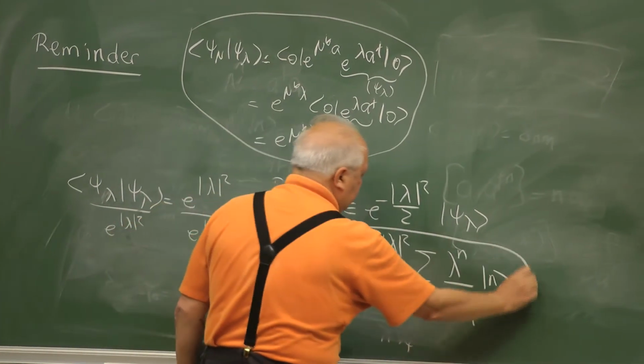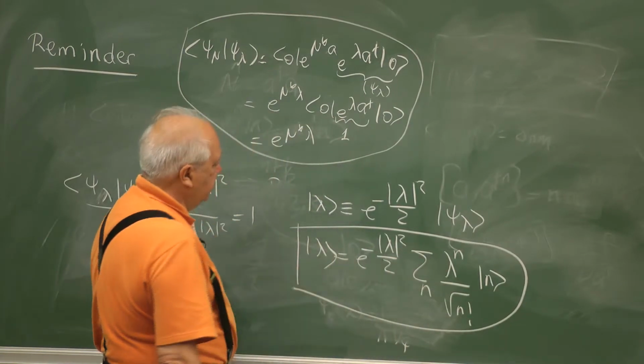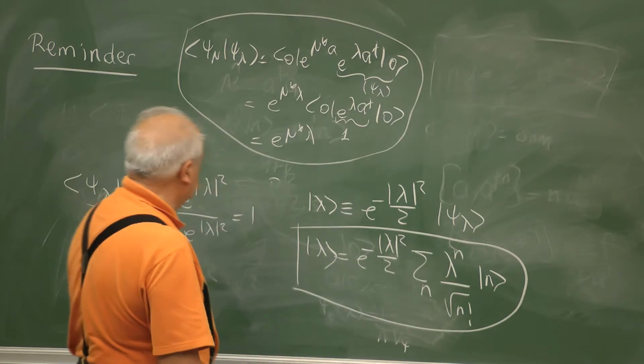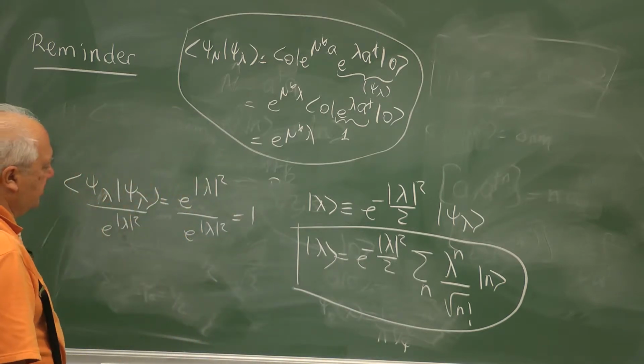Lambda is a complex number, so please note that this is lambda absolute square and not lambda square. Lambda has a real part and an imaginary part.